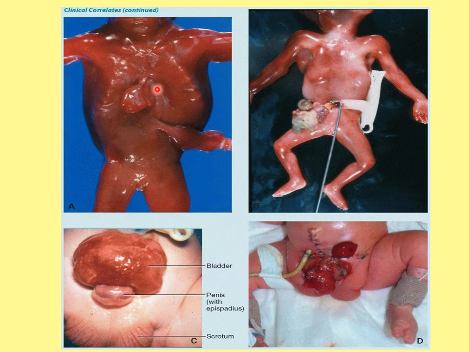Sometimes this defect begins at the caudal end of the sternum, at the lower part of the sternum, and sometimes it is a combination of abnormalities and multiple defects which are known as Cantrell pathology. Cantrell pathology includes multiple defects. Number one is ectopia cordis.